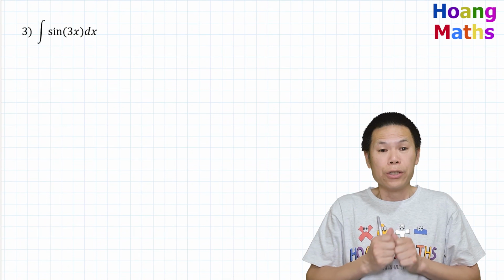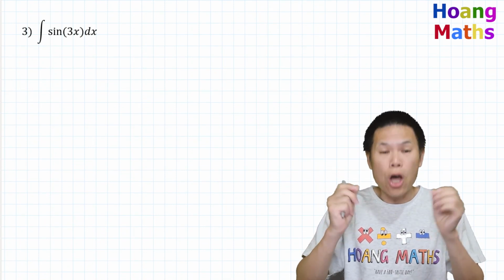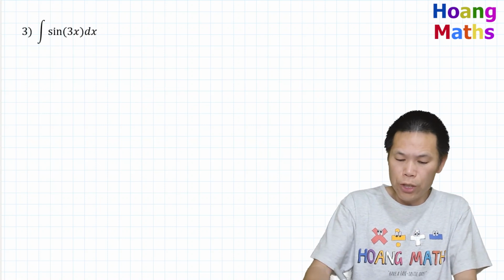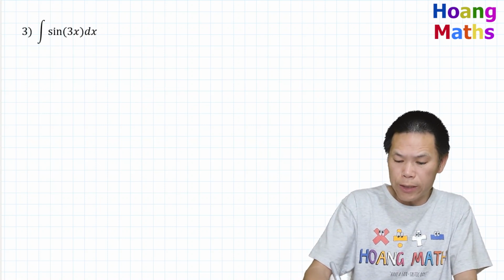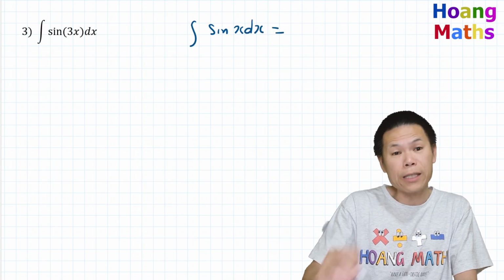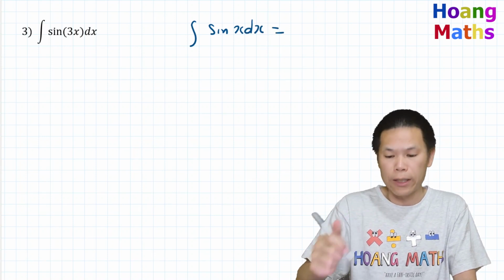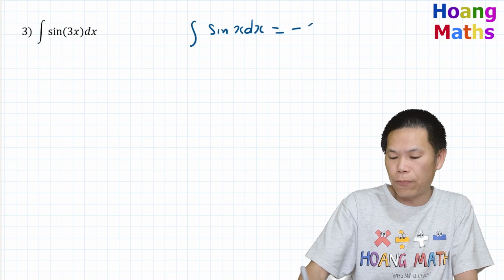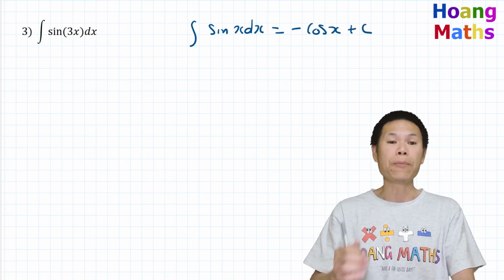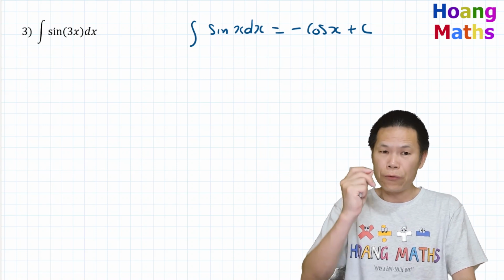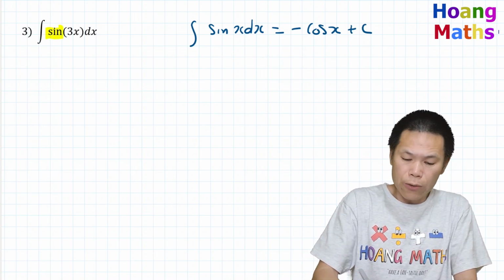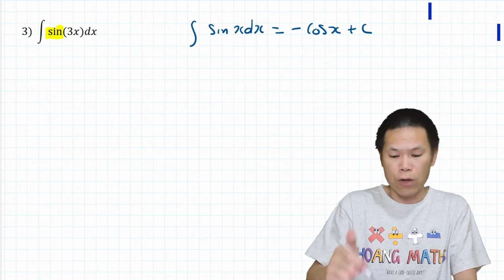Third one. Integrate sine of 3x with respect to x. First of all, we need to know that integrating sine of x will give us negative cos of x, and don't forget the constant. So now the first step is we integrate the trig first. Integrating sine will give us negative cos.